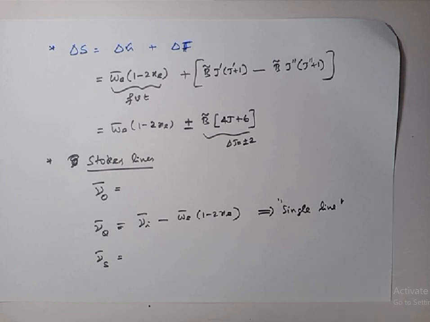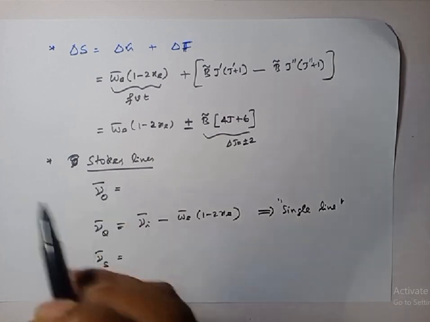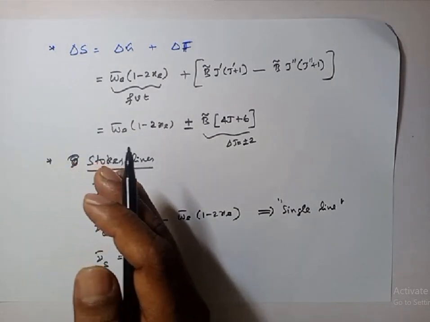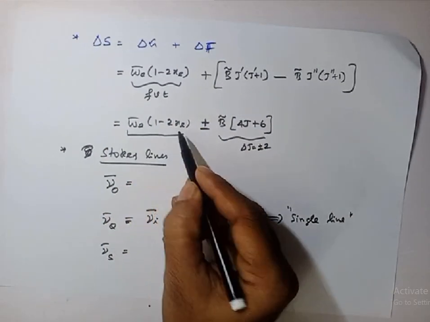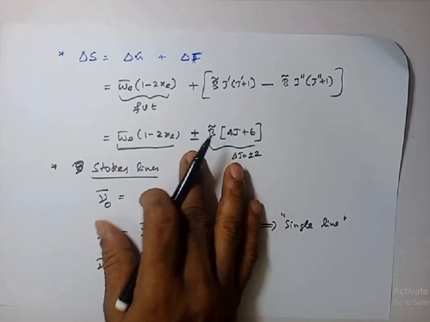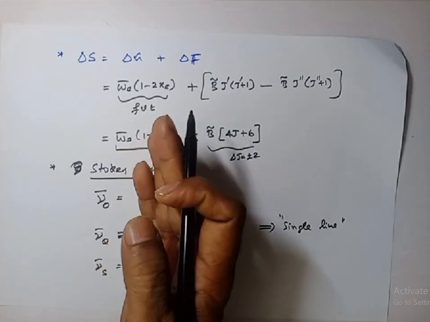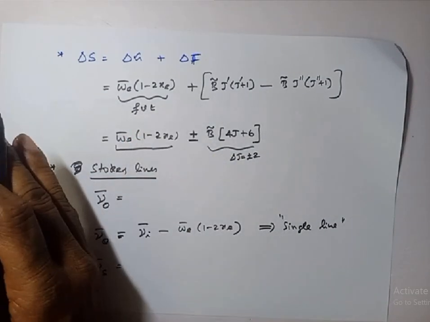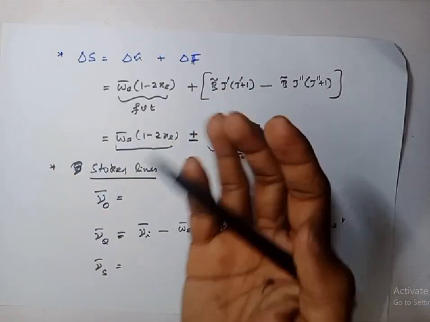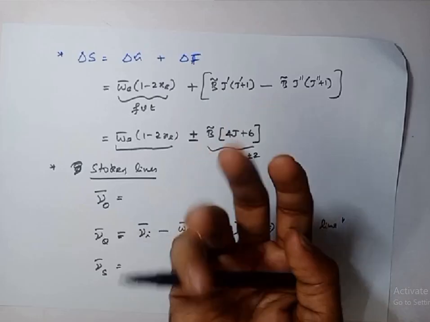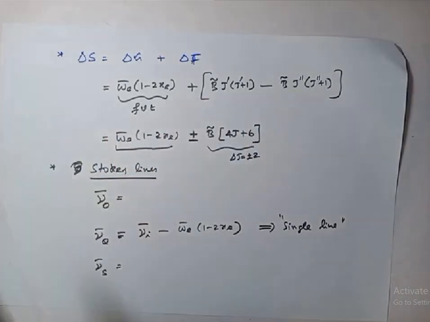Yeah. Listen. In the Stokes line, this is the energy, this much energy is required for vibrational transition. If I subtract this from incident, I'll get Stokes. But depending upon the change in J, I'll get O branch, Q branch and S branch, right? So in the Stokes side, we get O branch, Q branch as well as S branch.